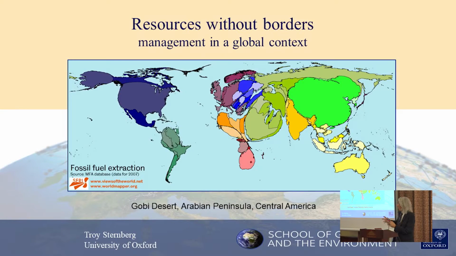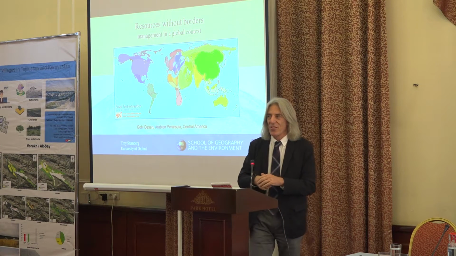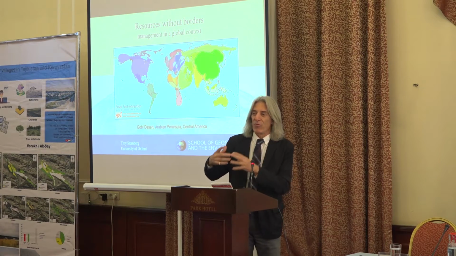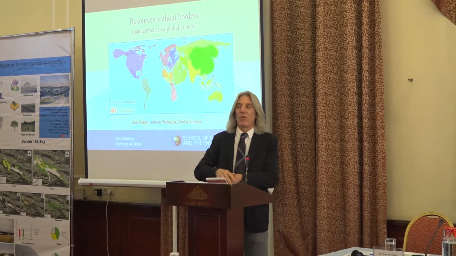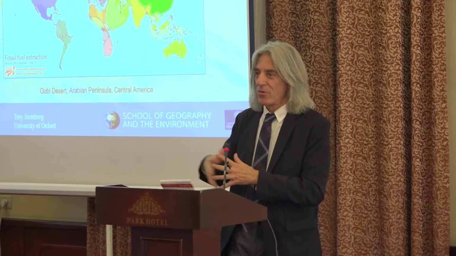So I want to start with a map of fossil fuel extraction. Different than the geographical maps we have that show borders, this is about the resources that are actually extracted by countries, and it looks much different than when we look at a normal map. But when we talk about resources, this is what we're really dealing with. And just think, do they reflect borders? And with the different sizes of each country's resource extraction, what does it mean for relations between states?